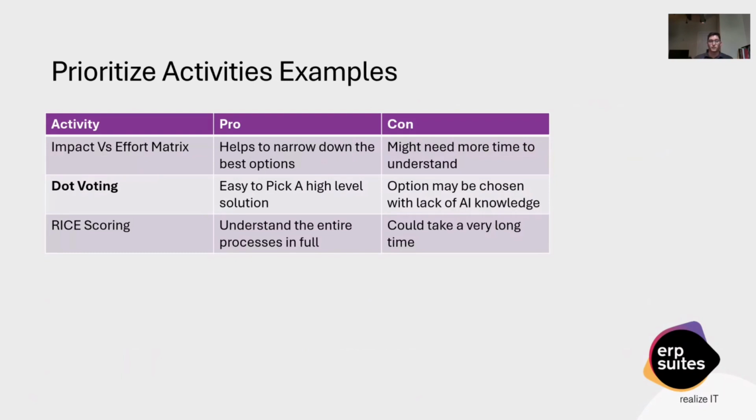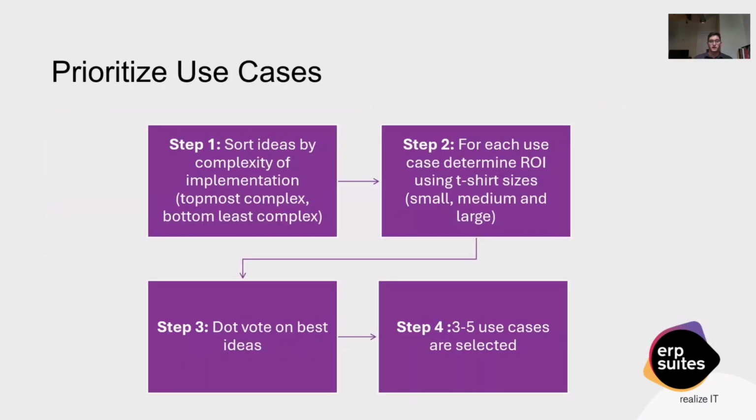That is one example. Another one is also called dot voting, which I'll walk through here, where you start to prioritize use cases. The biggest thing with this is step one, you sort ideas based on complexity of implementation. So you have the most complex at the top to the least complex at the bottom. The second one is determining ROI, and this is what I'm talking about. It's more of a discussion, determining ROI based on t-shirt sizes. So small, medium, large, which I'll talk about next in the image I'll show. The third one is dot vote on best ideas.